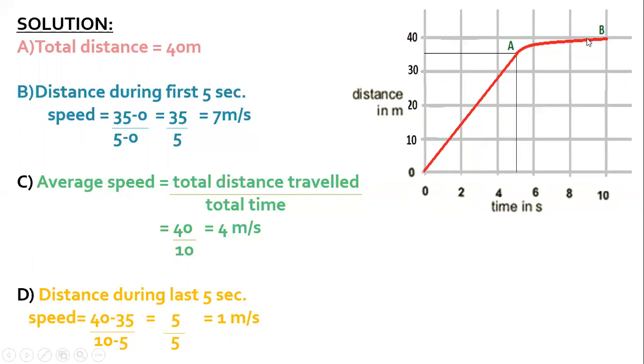Now you can apply the formula for slope, or the gradient, which is y2 minus y1 over x2 minus x1. So y2 is going to be 40, y1 is going to be 35, x2 is going to be 10, and x1 is going to be 5. And you'll solve it: 5 by 5 is going to be 1 meter per second. So during the last 5 seconds, the speed is decreasing from 7 meter per second. Over here it was 7, and then it's 1 meter per second, and slowly at the end probably it will be close to 0, because the body is going to stop. It's going to become stationary. You can assess it from the straight line that it is going to achieve.